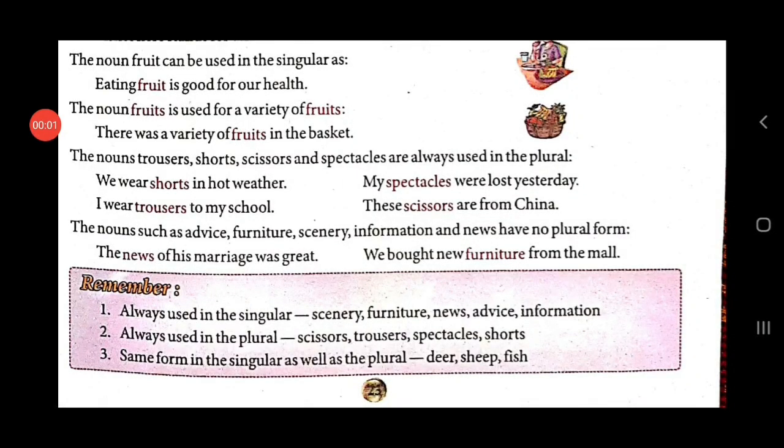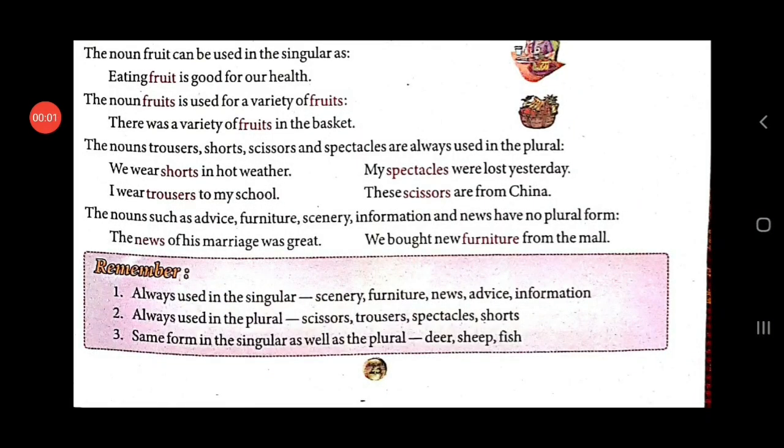Next, they are talking about the noun fruit. See, when we are talking about singular, then they have given you an example. Eating fruit is good for our health. But when we are talking about variety of fruits, then they have given you an example over there also. There was a variety of fruits in the basket. Understood?